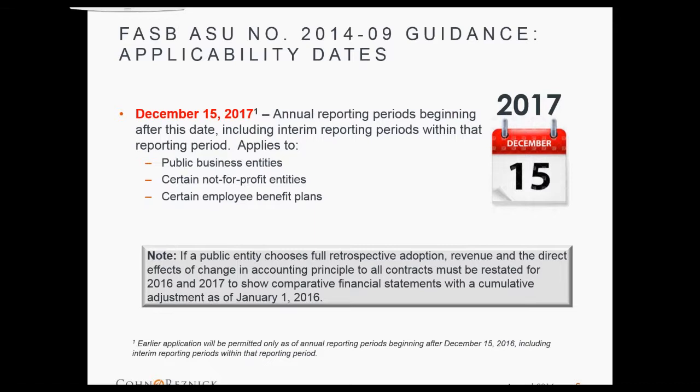The ASU defines a public entity as any one of the following: a public business entity as described in ASU 2013-12, a not-for-profit entity that has issued or is a conduit bond obligor for securities that are traded, listed, or quoted on an exchange or an over-the-counter market, and an employee benefit plan that files or furnishes financial statements to the SEC.